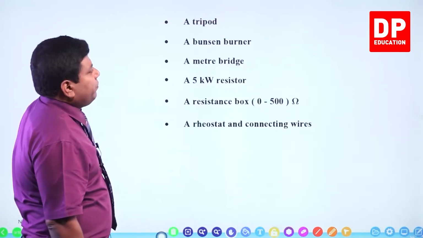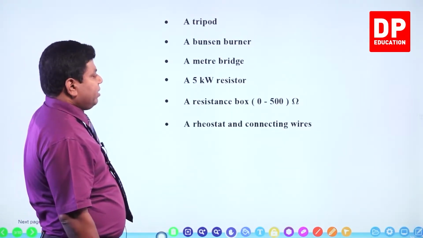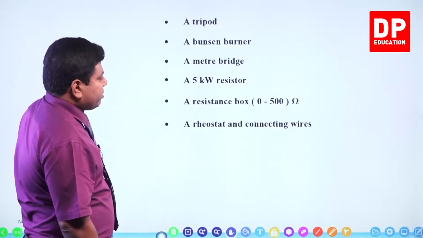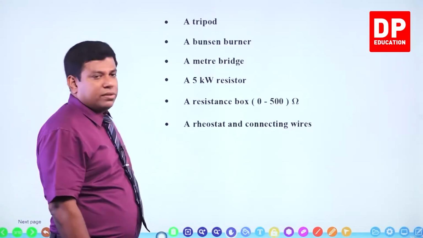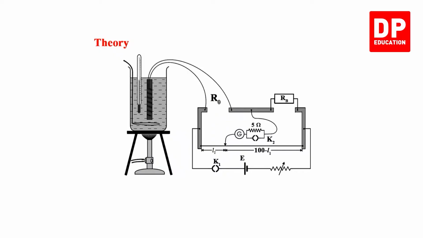A tripod, a Bunsen burner, meter bridge, 5 kilo ohm resistor, a resistor box, a rheostat, and connecting wires. That's all we need. See, this is the arrangement we are going to do. I already have explained it, right?